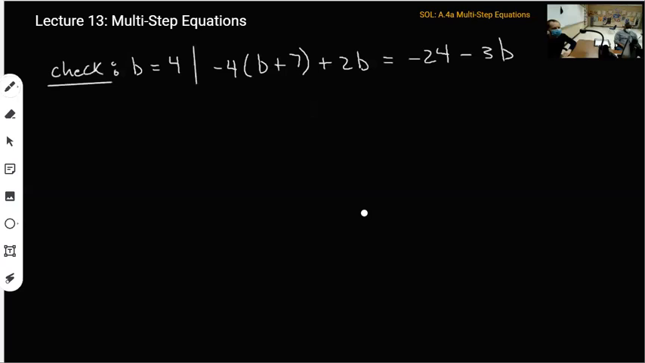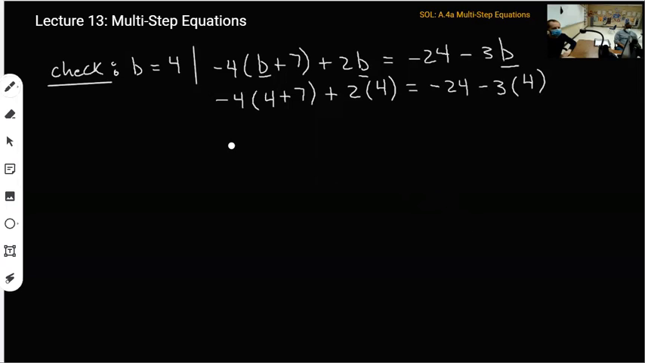Okay, so what happens here? I start off with my original equation, and I'm going to replace b with a 4. So everywhere I see a b, right here, and even over here, I'm going to replace those with 4s. So I'm going to get negative 4 times 4 plus 7. Keep that in parentheses. And I have plus 2 times b. I'm going to replace the b with a 4. On the other side, I still have that negative 24 minus 3b, and I'm going to replace the b with a 4.